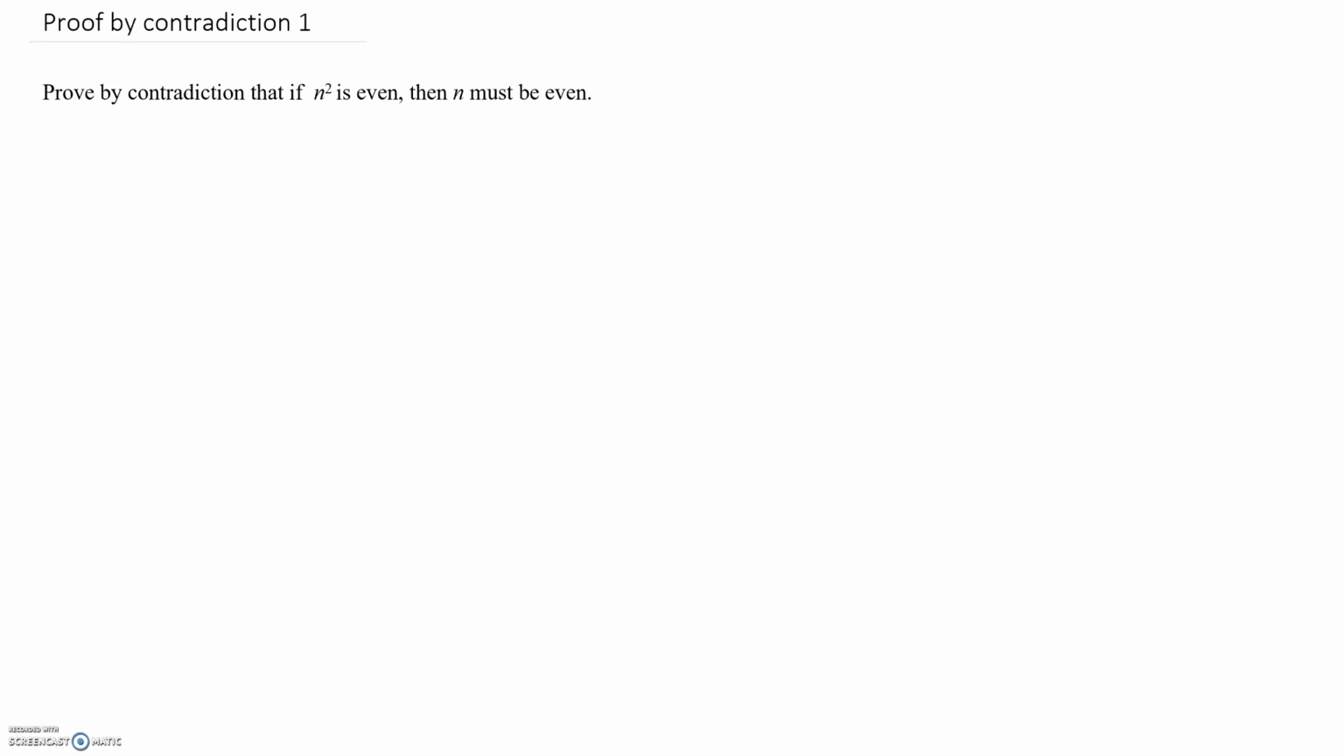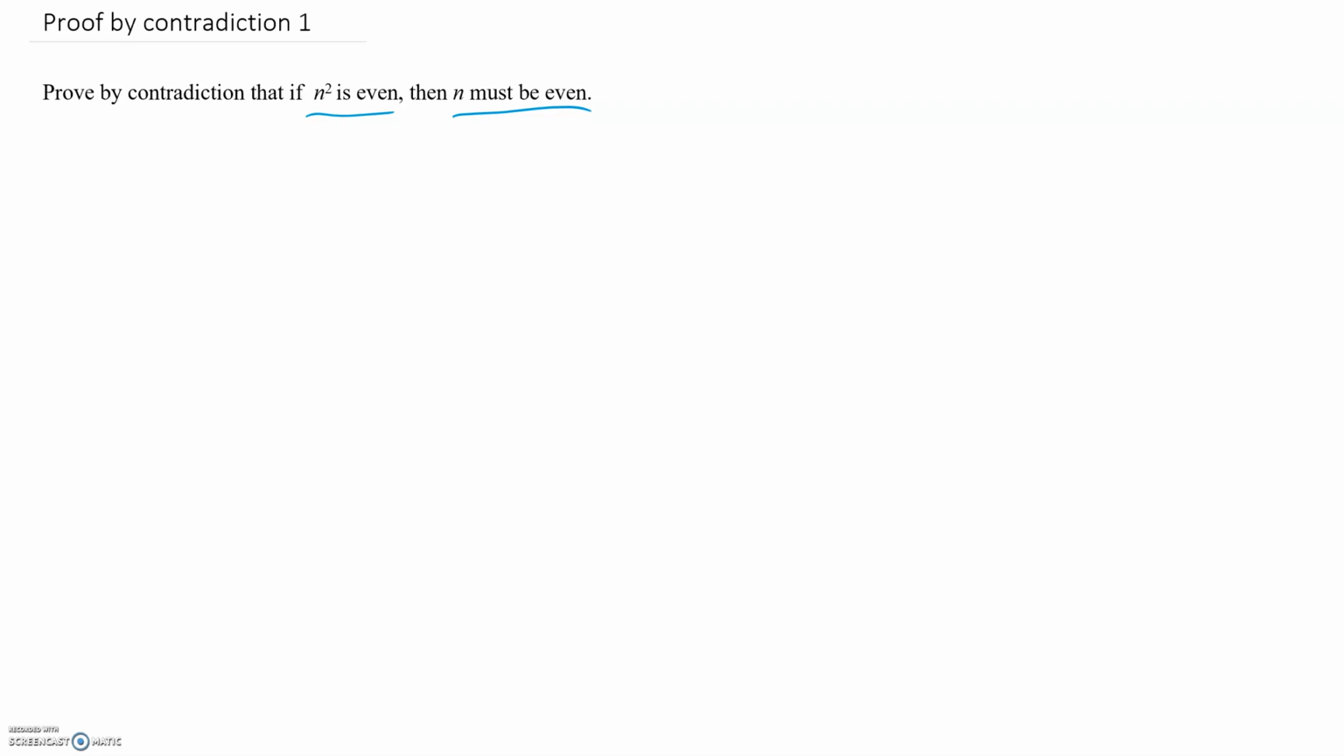With proof by contradiction, what you normally have to do is read what you're trying to prove, and then you just assume the complete opposite. And when you assume the opposite, something will go wrong with your proof. There will be a contradiction, and that means that the original statement must itself be true. So in this example, we've got to prove by contradiction that if n squared is even, then n must be even, which makes sense, really.